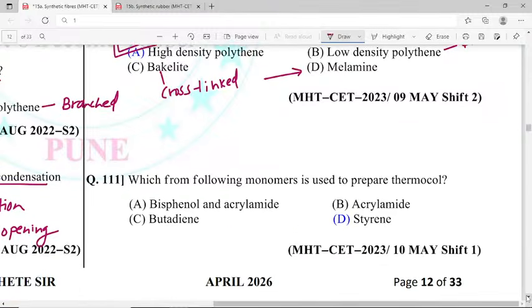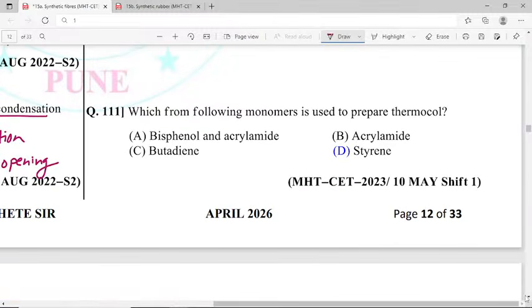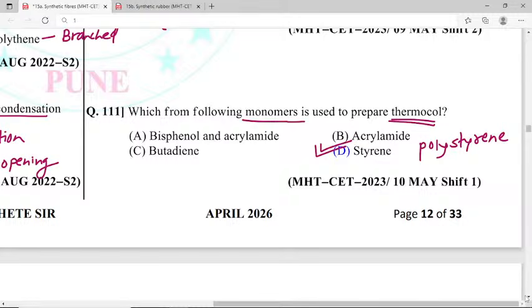Next question. Which from the following monomers is used to prepare thermocol? Thermocol, styrene. It again stands for polystyrene. Polystyrene, also called thermocol. It is banned because on heating it becomes leach.